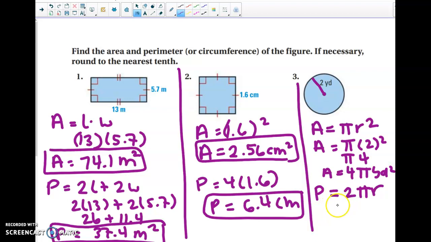And perimeter, 2 pi r. Our radius is 2. This one is the same answer, but it is yards squared.